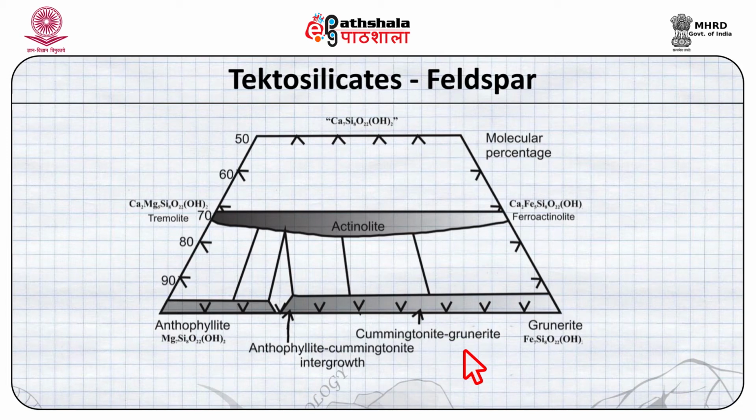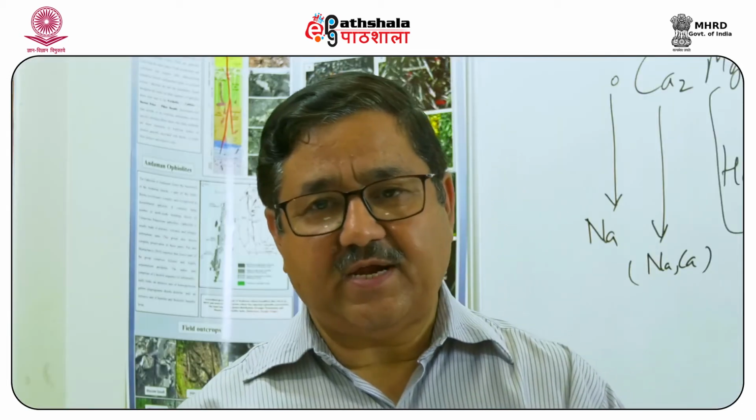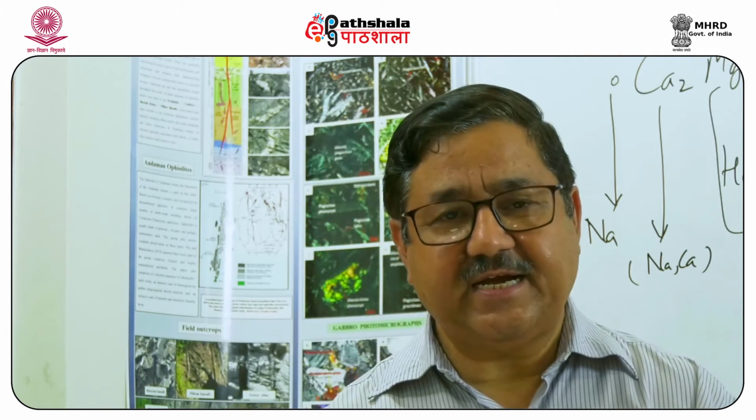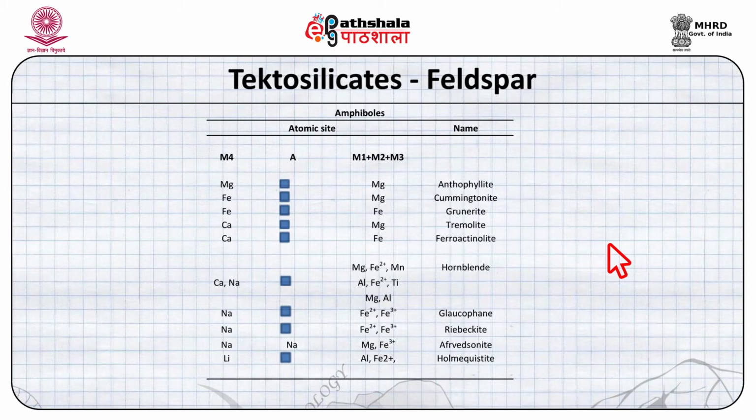When we try to observe the 4 M sites and the cations which they occupy, that is illustrated in the accompanying table. In this table you see that the M4 site can have iron, magnesium, or calcium. The magnesium end member, where the M4 site has magnesium and the M1, M2, M3 sites are also magnesium, is anthophyllite. Where the M4 site has iron and the M1, M2, M3 sites have magnesium, that is cummingtonite. In both of these, the A site is vacant.